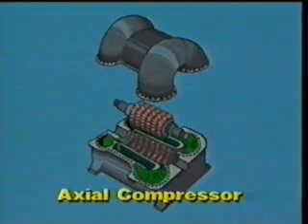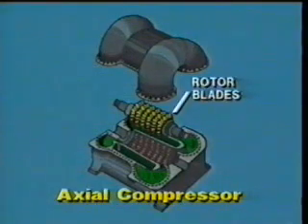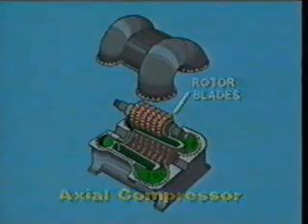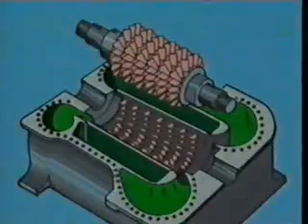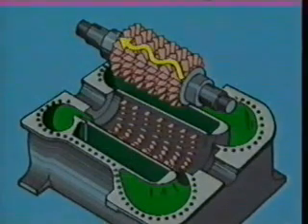In an axial compressor, the gas flow is along the axis of the shaft. Wing-shaped rotor blades attached to the shaft produce aerodynamic forces similar to the jet engine or to an airplane's propeller. As the blades of the compressor rotate, they cause the gas to move in a spiral or helical motion around the shaft.